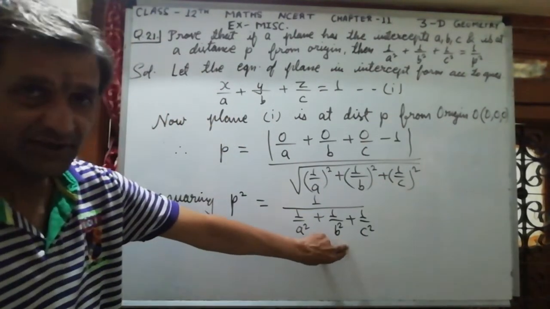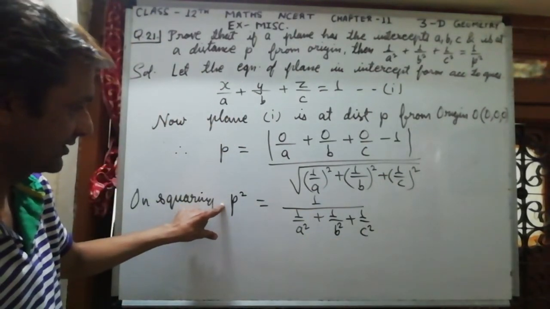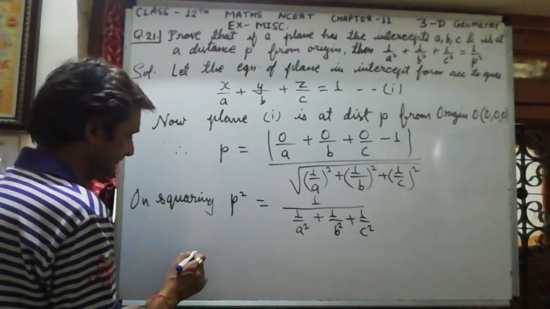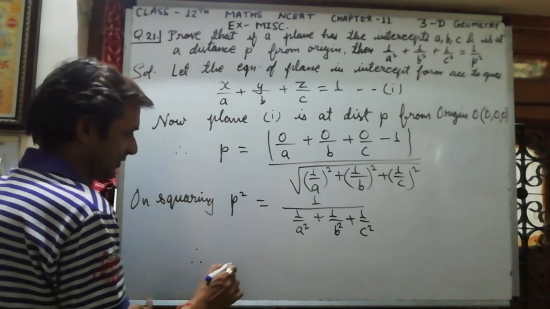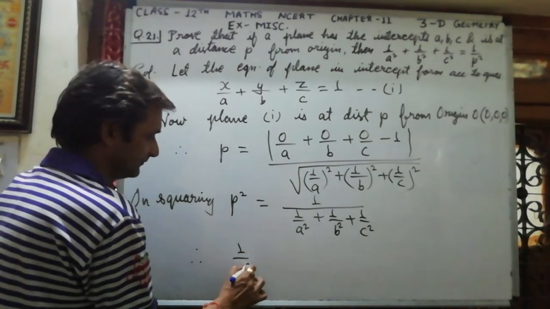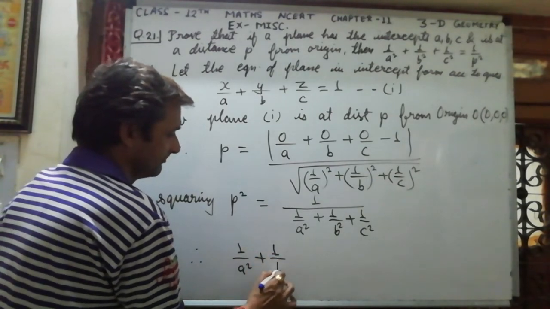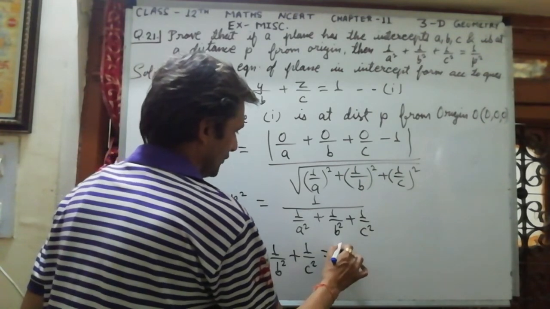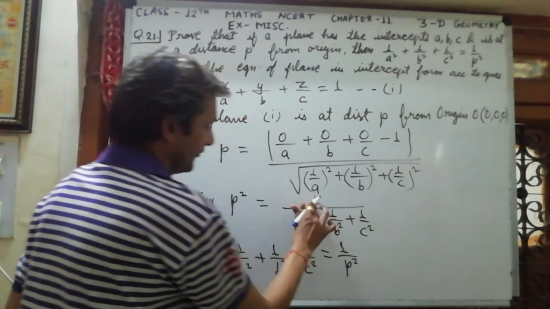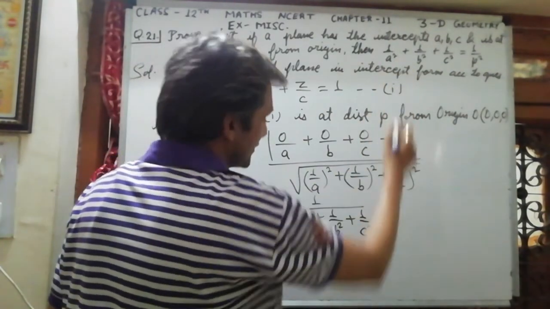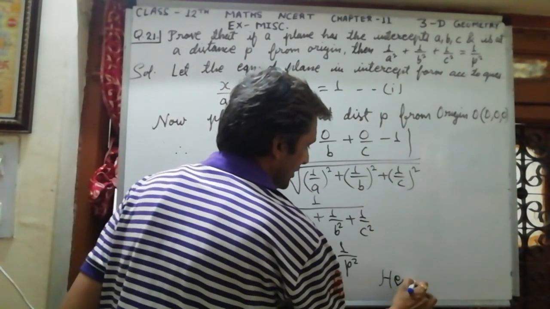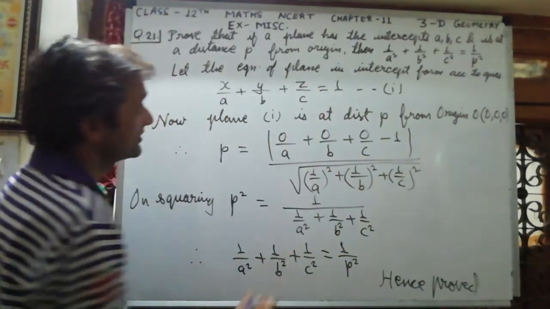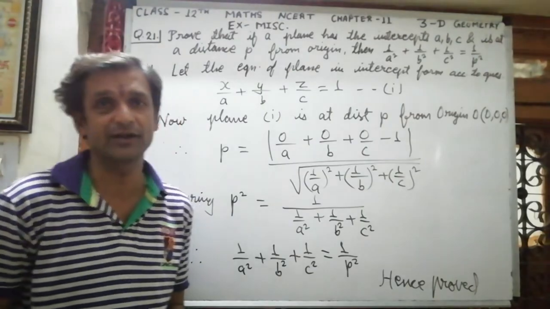Now shift this denominator to the LHS and this p square to the RHS. So it will become 1 upon a square plus 1 upon b square plus 1 upon c square is equal to 1 upon p square. This only we have to prove. So hence proved. So this question is also now over. These three questions are very important. It is over.